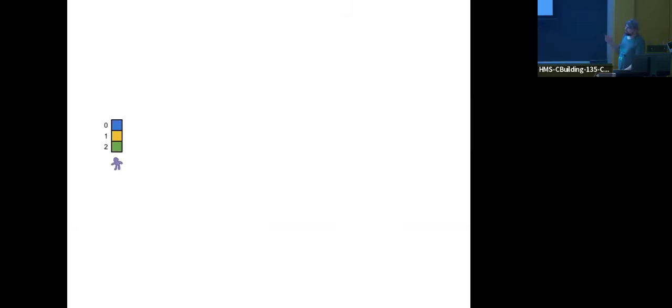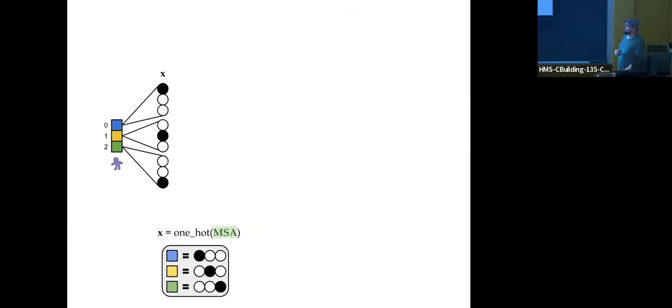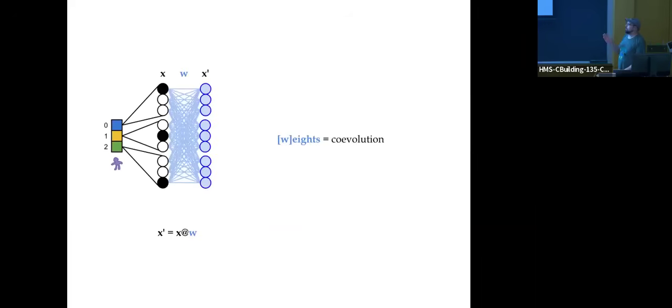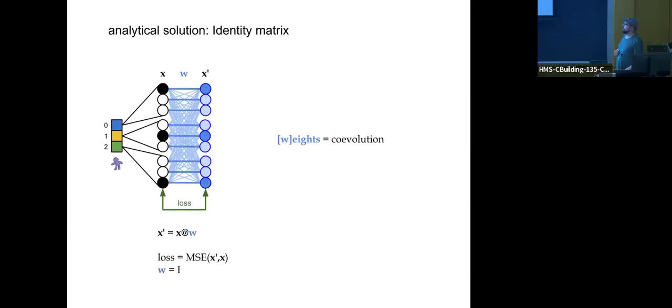What I mean by that is, imagine you have a sequence, you can one-hot encode that sequence. You could pass it through a very, very simple dense layer, and that's where all the coevolution signal is stored. And then you could try to minimize the difference between the input and the output. And you can imagine if you actually do this, your model won't learn anything useful. It will just learn to pass all the signal through, right?